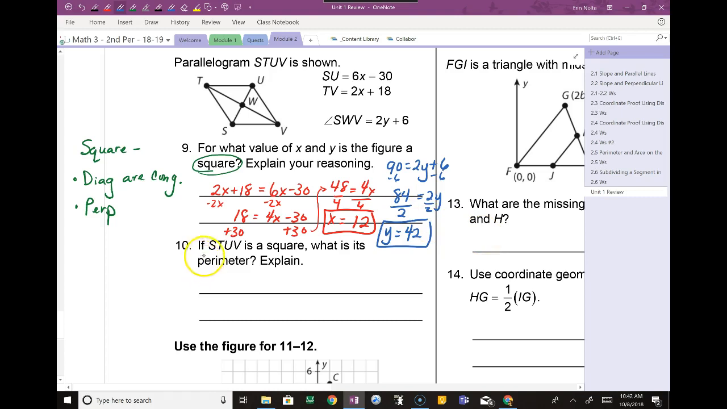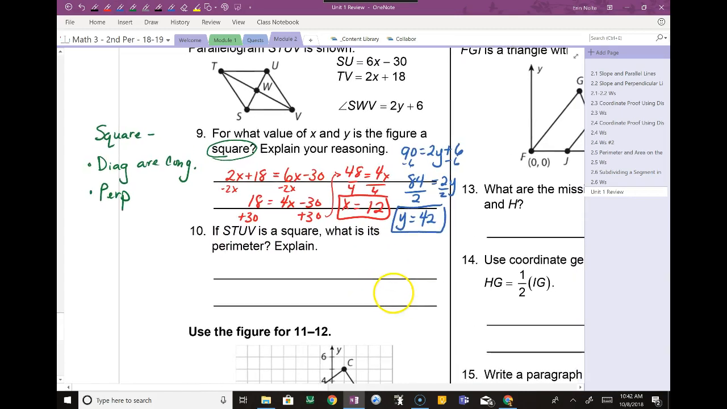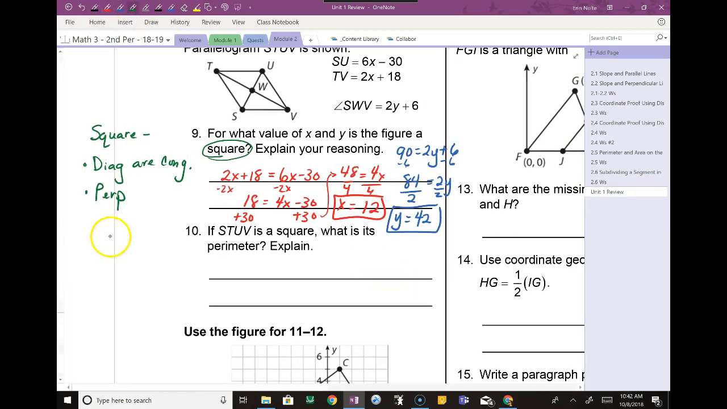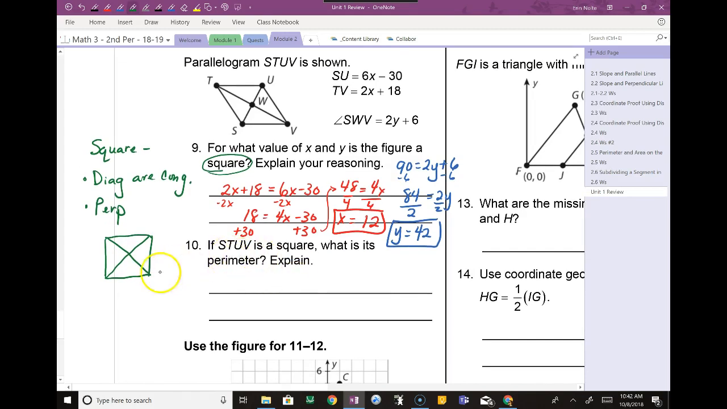So, if STUV is a square, what is the perimeter? That is an interesting question. So let's draw this out. So we have the diagonals. So let's find the length of one of these diagonals, and then we can break this down. So if the x value is 12, let's go back to TV, and plug 12 in, we can find the length of the diagonal. So that makes 24 plus 18, so 42. So the diagonal length is 42.